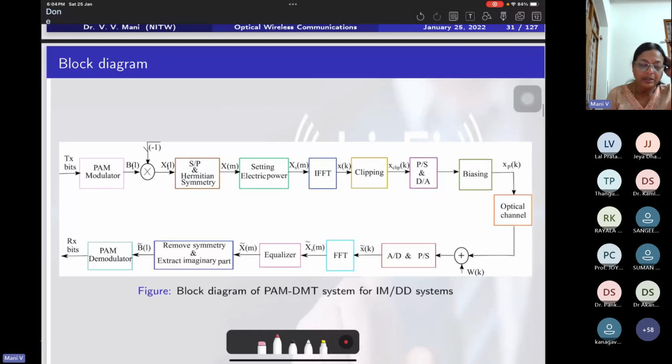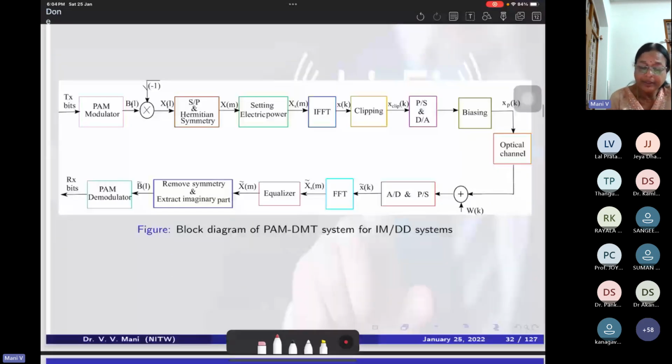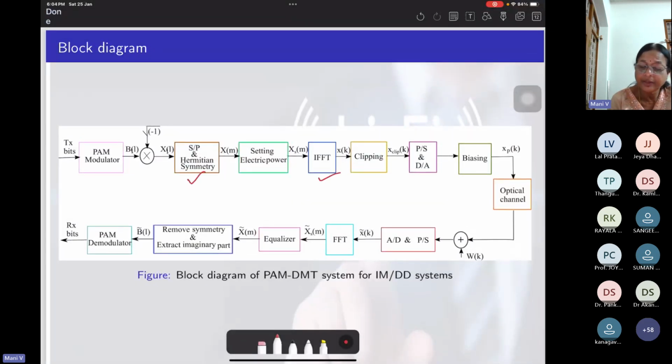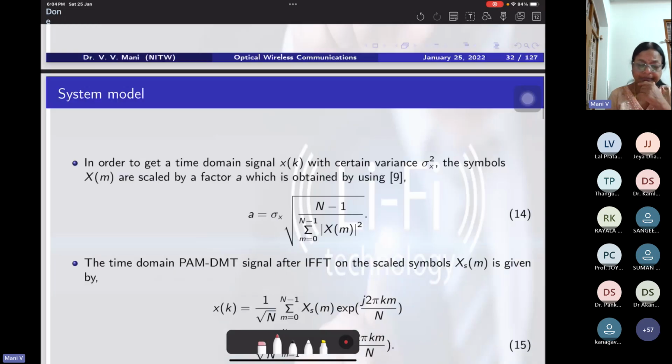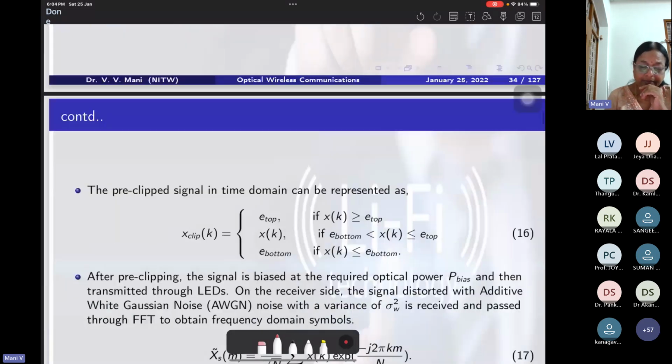Here also the same system. First we see the PAM DMT, discrete multitone technique. We use Hermitian symmetry, IFFT, and clipping. We introduce some clipping intentionally. Then the same biasing is added and it is passed through the communication channel. We used an equalizer, removed the imaginary part, and gave it to the PAM demodulator. I'm not going to talk much about the math.